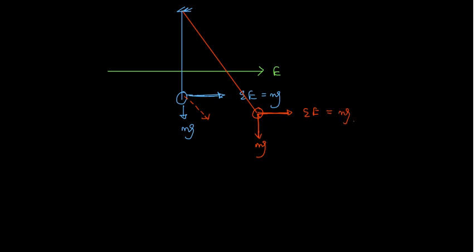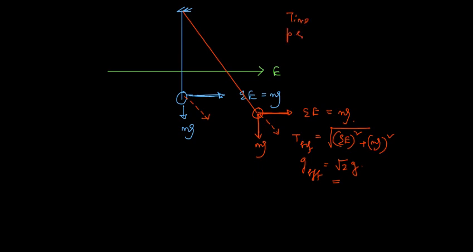If I take the resultant force out here, then the resultant force in this direction, so g effective, will come as root under of (qE) square plus (mg) square, or we can write g effective is equal to root 2 into g. So if it is root 2 into g, then the time period in this case we can write as 2 pi root under of L by root 2 into g. So case 3 is also solved, right?